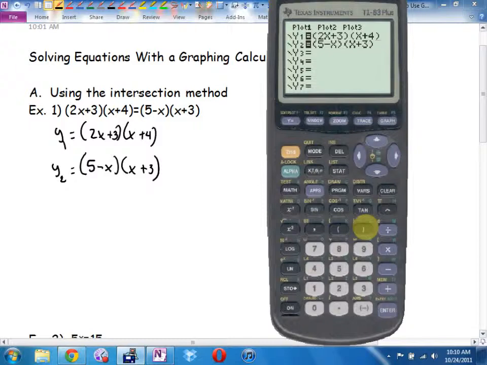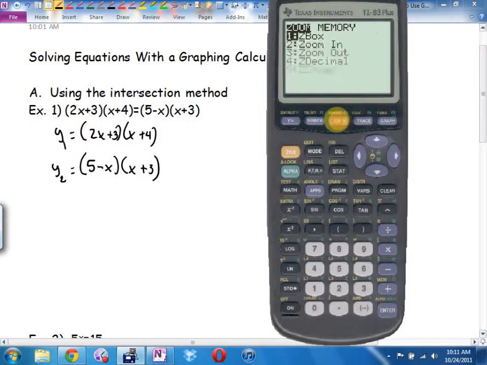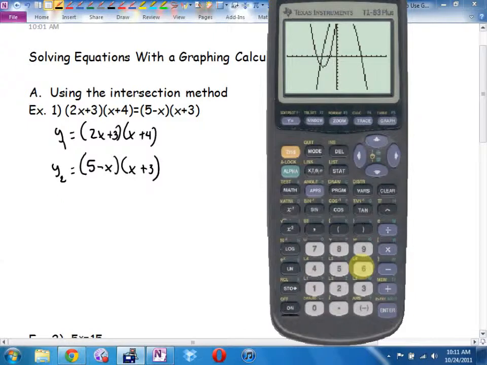And then before I graph, because I don't know what windows we had last time, I'm going to go zoom and standard. That gives me the negative 10, positive 10. So zoom 6, zoom standard, gives you a negative 10 by positive 10 by negative 10 by positive 10 window. It's a pretty good window. Works for most graphs. Amanda, can you see the two parabolas? Yeah.